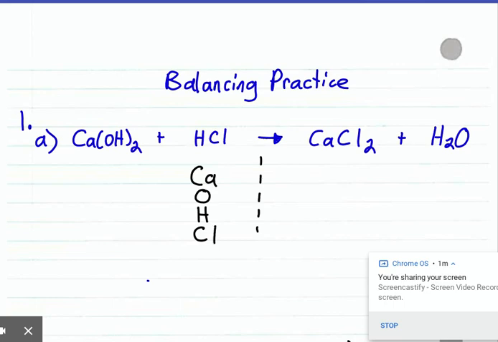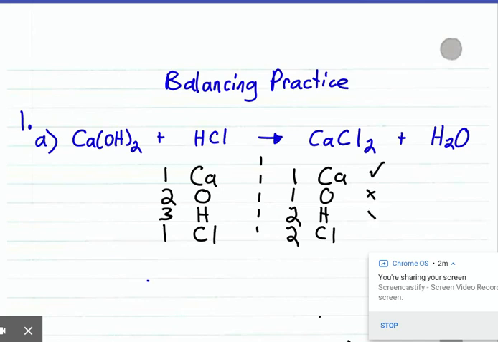So in our reactants, we have 1 calcium, we have 2 oxygens because that hydroxide is in a bracket with a 2, and we have 3 hydrogens and 1 chlorine. If we do the same thing for our products, we're going to see that we have 1 calcium, 1 oxygen, 2 hydrogens, and 2 chlorines. So a quick check shows us our calciums are good, our oxygens are not good, our hydrogens are not good, and our chlorines are not good.